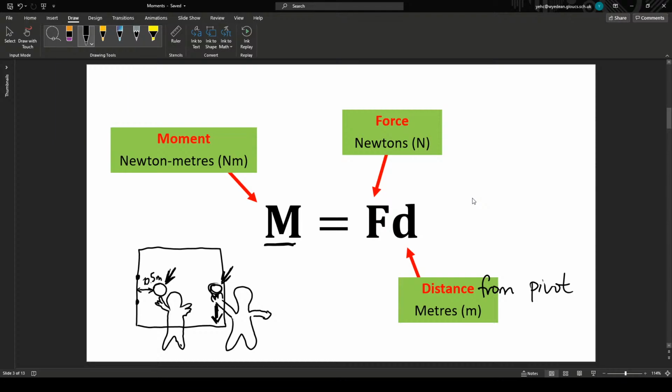The person who wins will pretty much nearly always be the person who's put their hands furthest away from the hinges, because it's furthest away from the pivot. So their overall moment is going to be far larger, because even if their force is small, their distance from the pivot is going to be large.